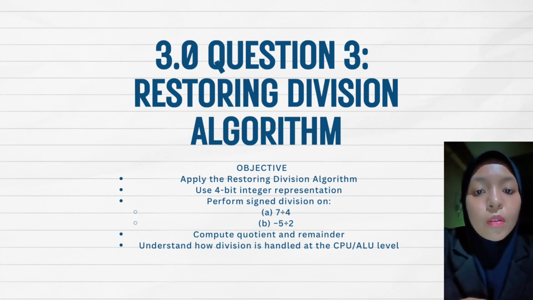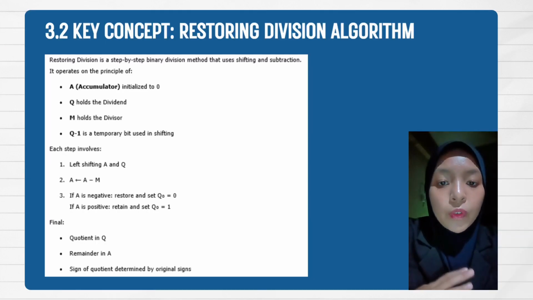We are asked to compute two operations: 7 divided by 4, and then negative 5 divided by 2. The objective is to determine both the quotient and the remainder following the step-by-step binary division method. Here's a quick overview of how the restoring division algorithm works.